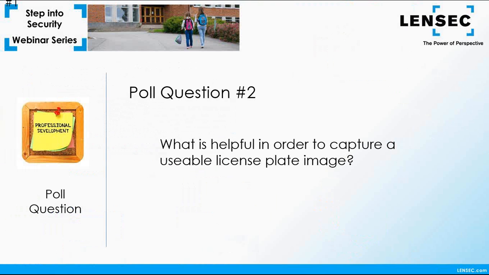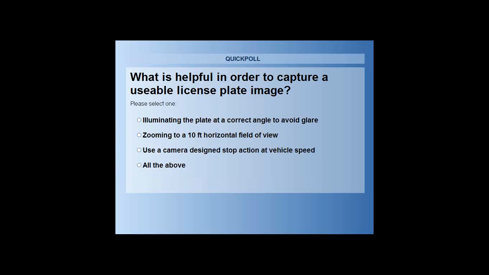Now it's time for poll question number 2. Okay, I'll prepare that for us. The question is, what is helpful in order to capture a usable license plate image? And you can choose from the following: illuminating the plate at a correct angle to avoid glare, zooming to a 10-foot horizontal field of view, use a camera designed to stop action at vehicle speed, or all of the above. And we'll give you a few moments to make your selection.